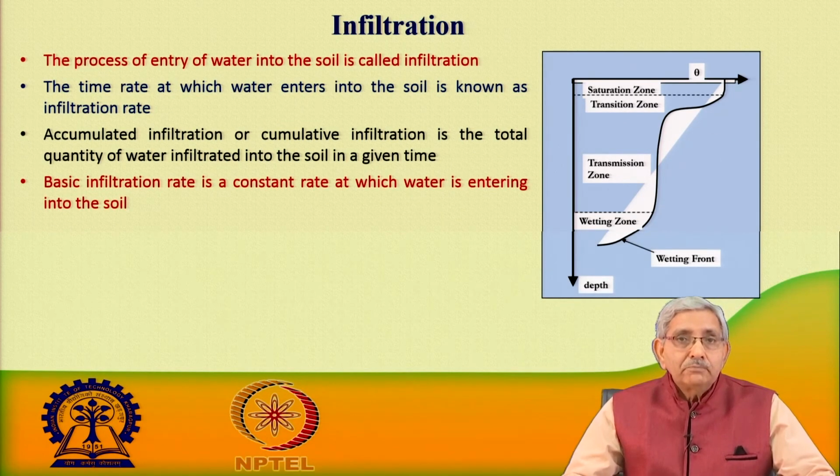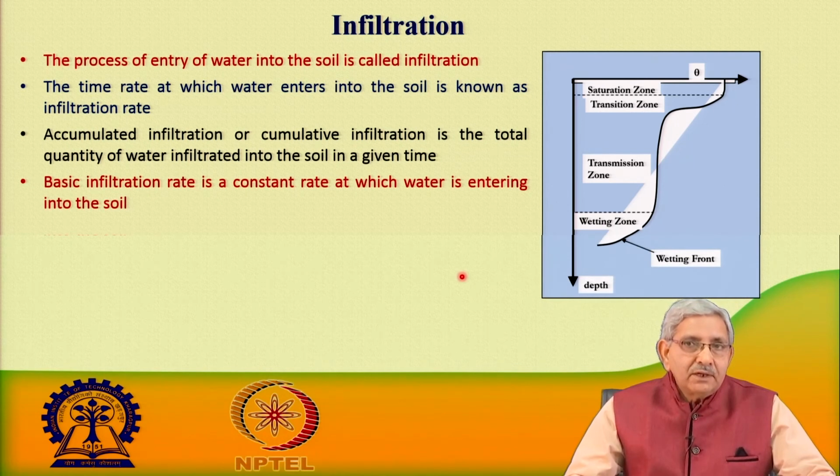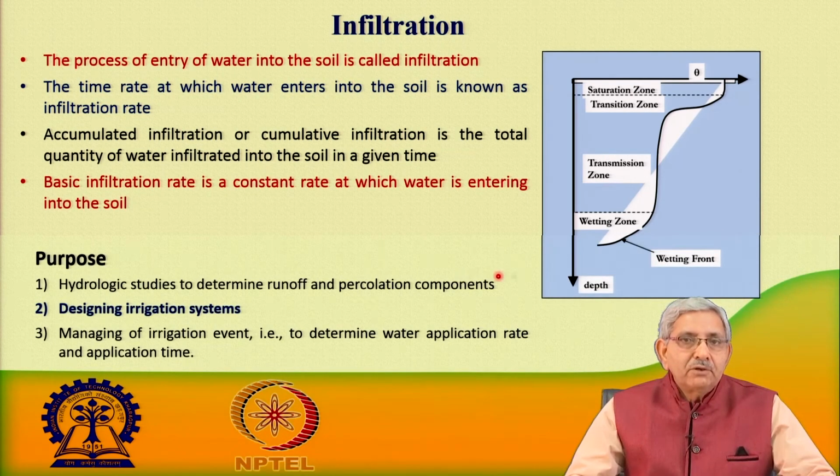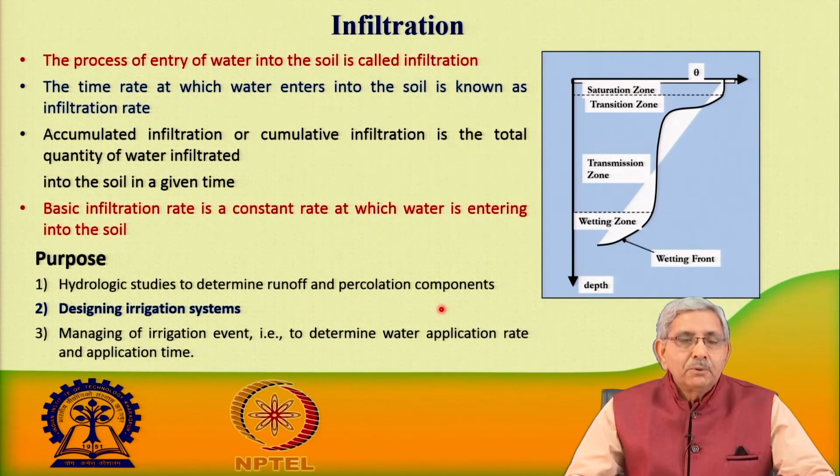If the experiment is continued for a longer period, the accumulated depth of water infiltrated with time, over a given total time, is known as the accumulated depth of infiltration. And when the rate of infiltration becomes constant, after a certain time when steady state is reached, this infiltration rate is known as the basic infiltration rate. This infiltration test is used for the design of irrigation experiments, and mainly for irrigation purposes.